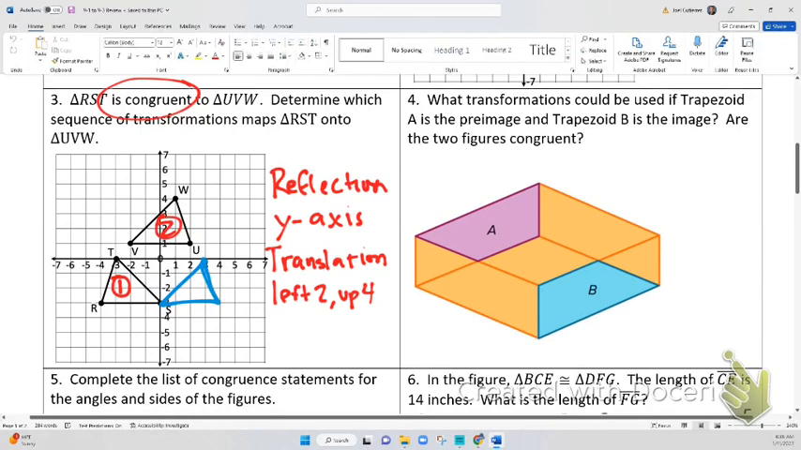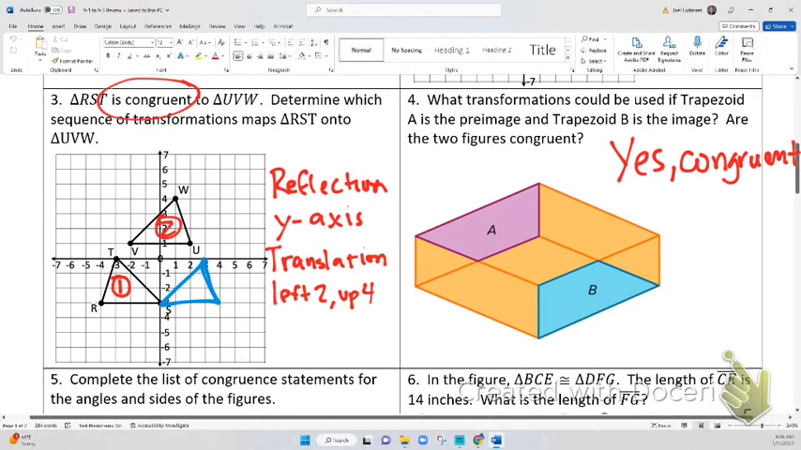For number 4, it says, what transformations could be used if trapezoid A is the preimage and trapezoid B is the image? Are the two figures congruent? So again, use your patty paper first and foremost. You are going to trace A. And then after you trace A, try to see if you are able to move it onto B and if it's the same shape and the same size. Okay, so first, are they congruent? Yes, they are congruent. So I'm going to put yes, congruent. That's the first thing. Okay.